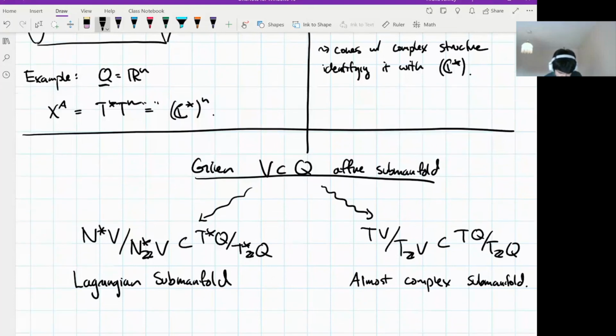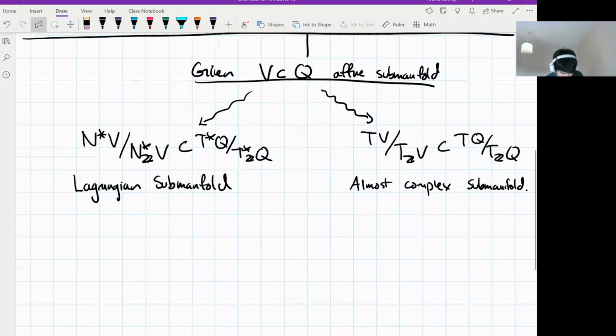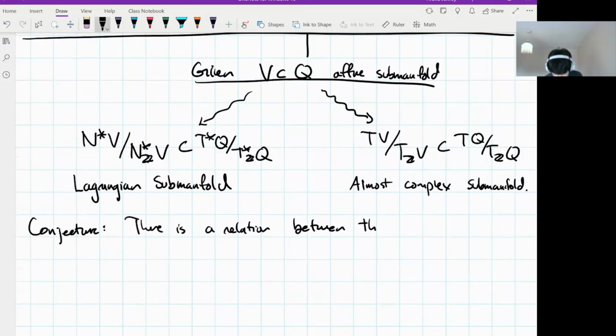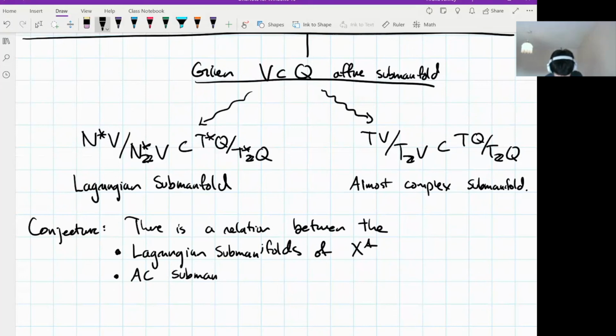Okay. And from this, you get this conjecture, which is that there is a relation between the Lagrangian submanifolds of X_A, the almost complex submanifolds, or maybe I'll write coherent sheaves on X_B, and affine submanifolds of Q.